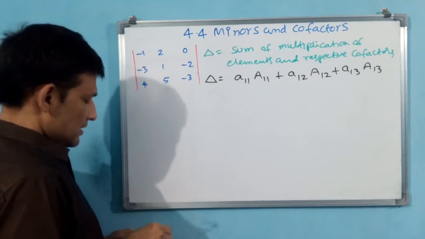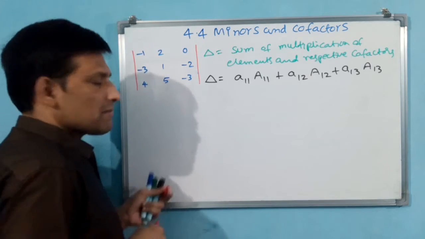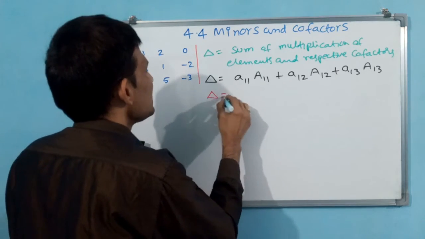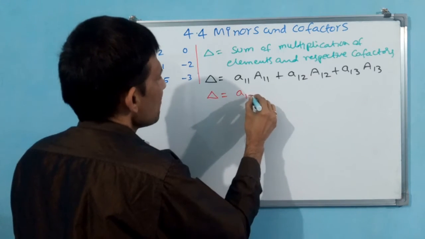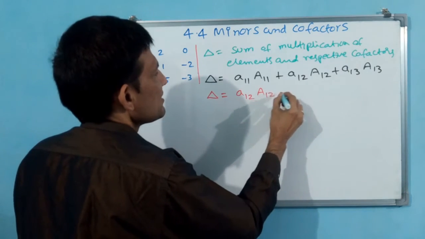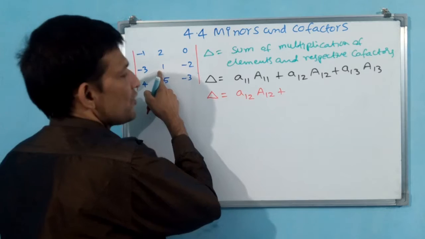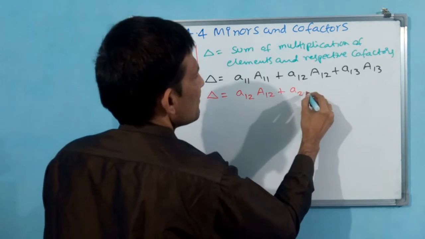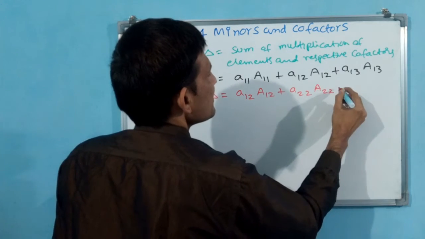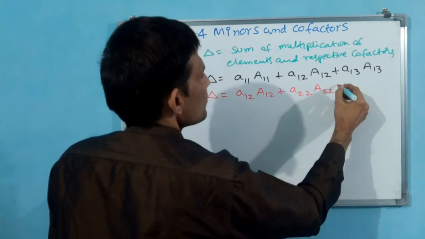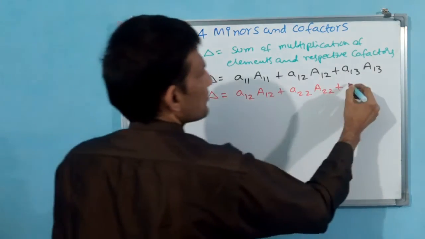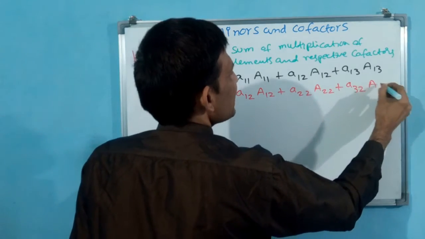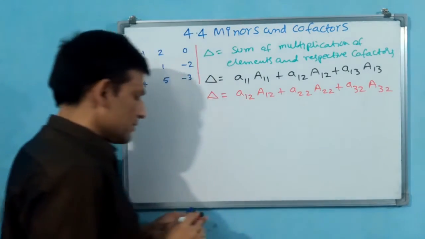Or else, another one also you can write. Delta is equal to, now I can take this also: a12 capital A12, plus a22 capital A22, plus a32 capital A32. You understand now?